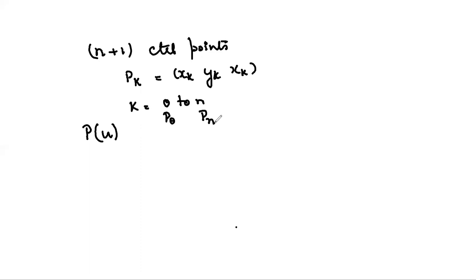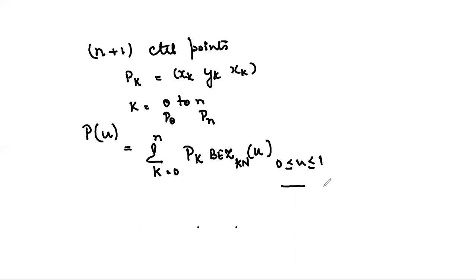So p of u can be defined as the summation of k varying from 0 to n of pk, which is the position, times BEZ kn of u, where the value of u varies from 0 to 1. Let us call this equation 1, which is the general equation.